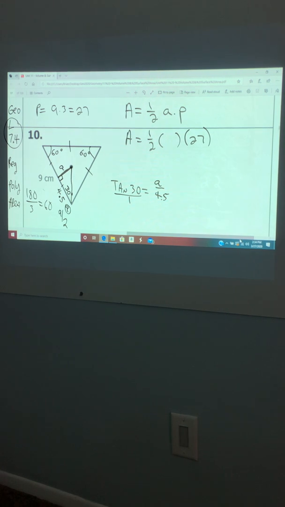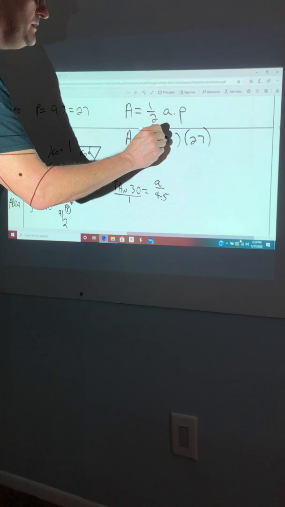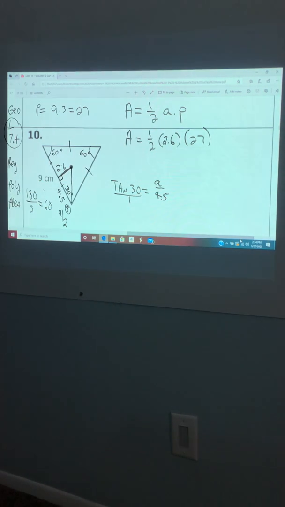So here we go. I'm going to do tangent of 30 degrees, multiply by 4.5, and I'm going to get an answer of 2.6. So your missing number right here is 2.6. Take your 2.6 and plug it in here, and you are good to go.